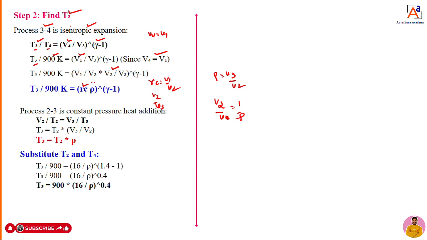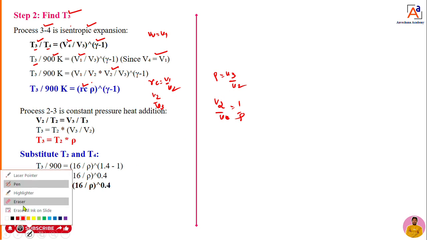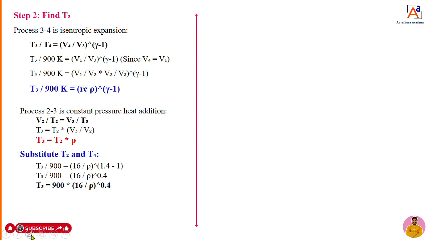Okay, so now V2 by V3, we know already V2 by V3 is equal to what? Sorry, cutoff ratio, that is rho. So that I have taken it here now, to the power of gamma minus 1. So T3, I will write it like this only.